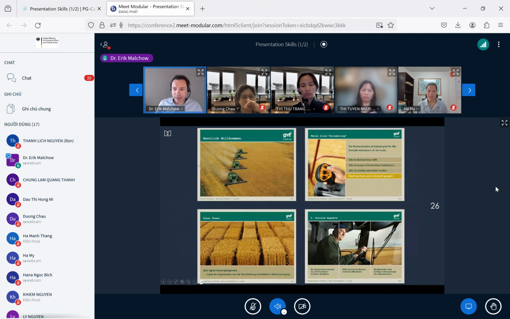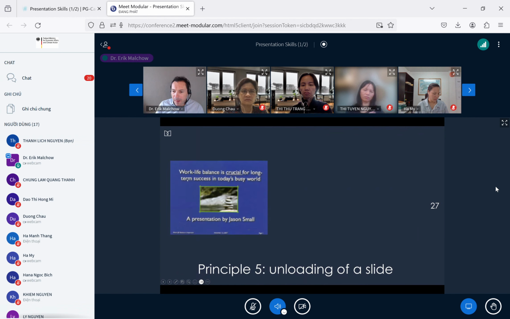This company, for example, used pictures in a great way, so that the pictures also resemble the company colors. You see some green and some yellow here, like the company colors, also green and yellow. So this fits perfectly. The fifth principle is, if you have too much information on your slide, unload your slide. And I can tell you most of the presentations have too much information there.